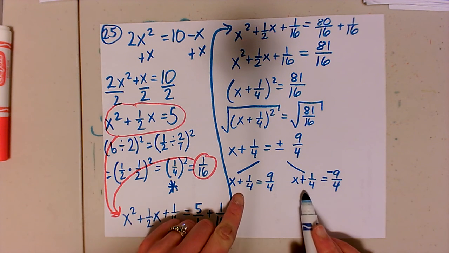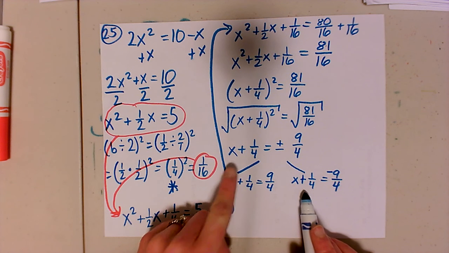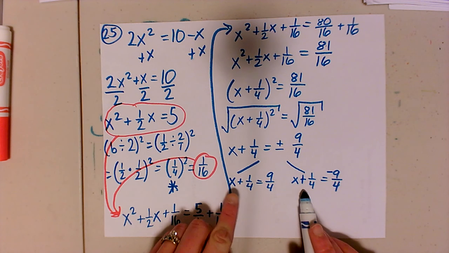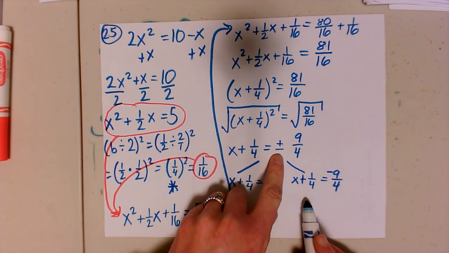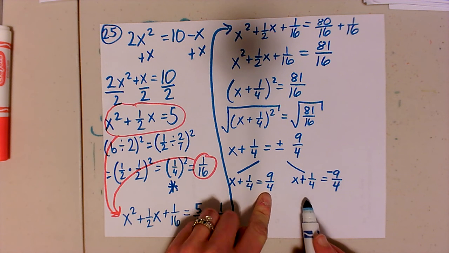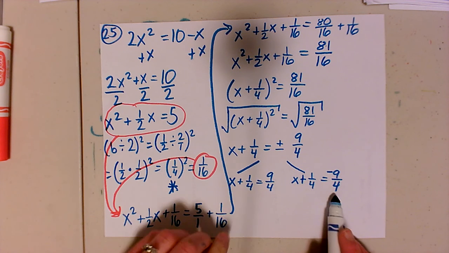Okay, so I made a few mistakes. Let me clarify. This x plus 1 over 4 stays the same. So I have x plus 1 over 4, x plus 1 over 4. The sign that changes is what's in front of 9 over 4, right? So positive 9 over 4, negative 9 over 4.